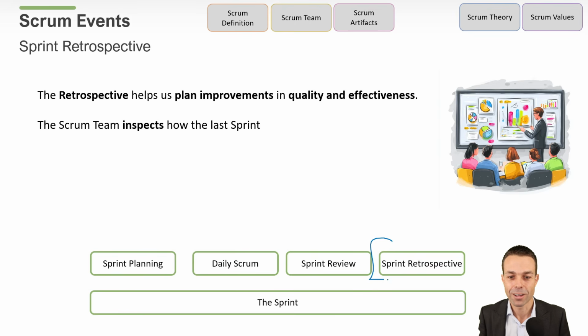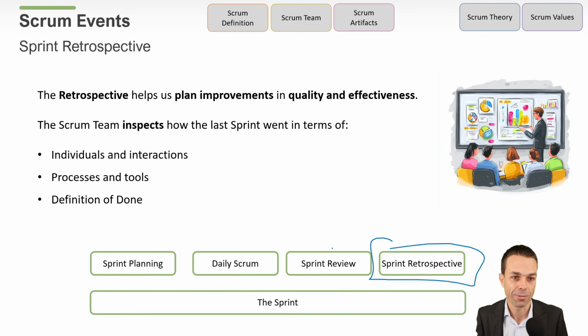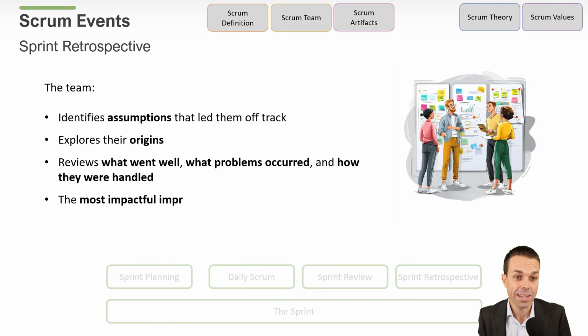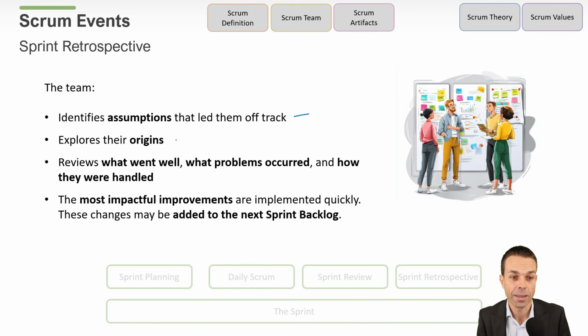Now, the last event is our sprint retrospective. The retrospective helps us plan improvements in quality and effectiveness. The Scrum team inspects how the last sprint went in terms of individuals and interactions, processes and tools, and our definition of done. And if we need to improve, then we can change and improve. The team identifies assumptions that led them off track, explores the root cause and their origins, reviews what went well, what problems occurred, and how they were handled. And then we take the most impactful improvements that we can and we implement them as quickly as possible.